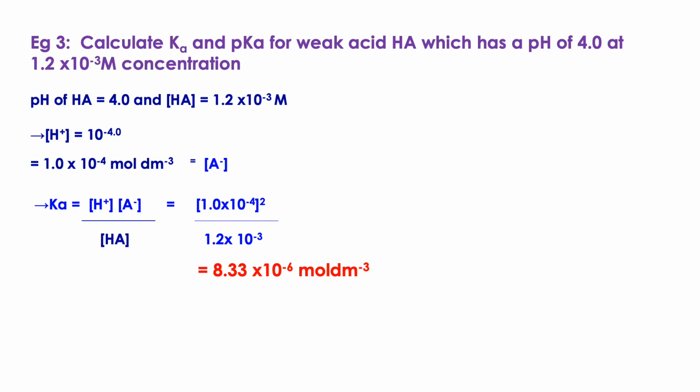Now, the concentration of H plus ion is equal to the concentration of A minus. So, Ka is equal to H plus times A minus concentration divided by the concentration of HA, which is equal to 1.0 into 10 to the power minus 4 squared divided by 1.2 into 10 to the power minus 3, which is equal to 8.33 into 10 to the power minus 6 moles per decimeter cube.